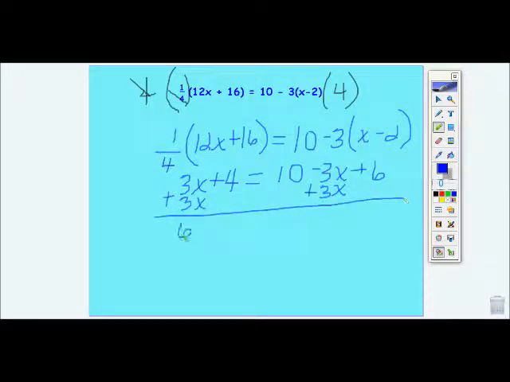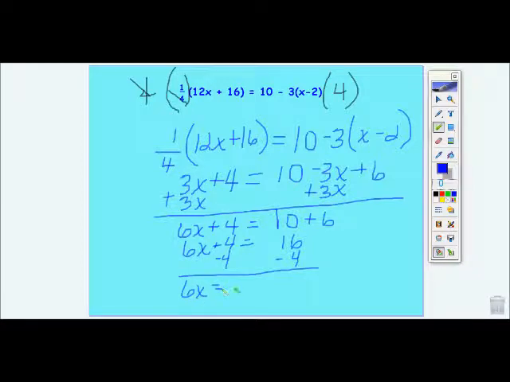That gives me 6x plus 4 equals 10 plus 6. Let's go ahead and do some simplifying. So I have 16 here, and I have 6x plus 4. Let's subtract the 4 from both sides. Running out of room here again. I end up with 6x equals 12.